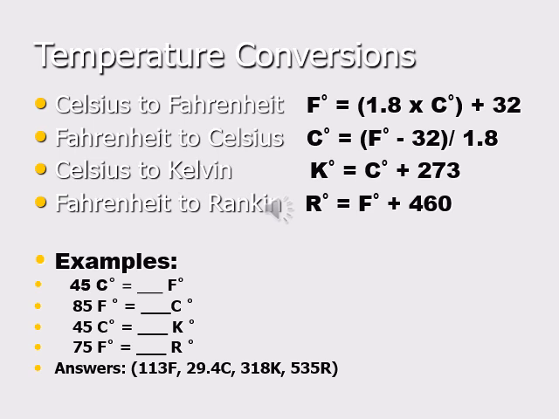Example, 45 degrees Celsius equals 113 degrees Fahrenheit. 85 degrees Fahrenheit equals 29.4 degrees Celsius. Knowing how to convert temperatures is essential for interpreting engine and environmental data.